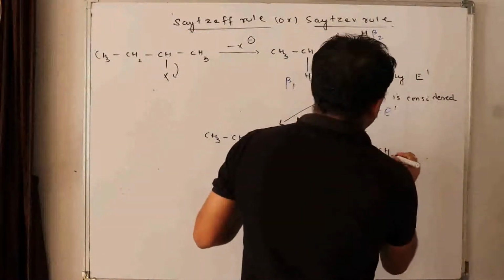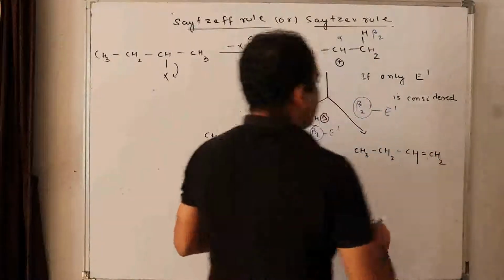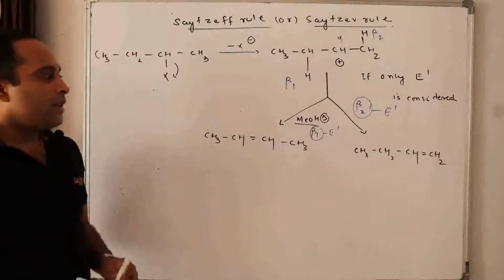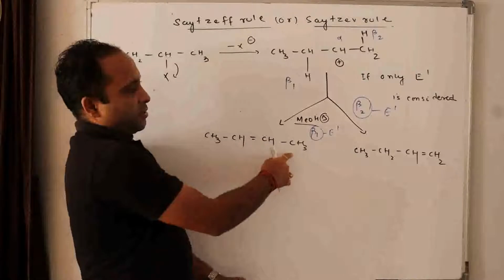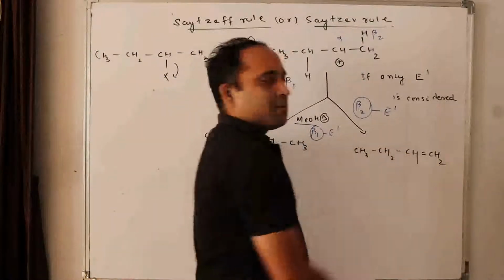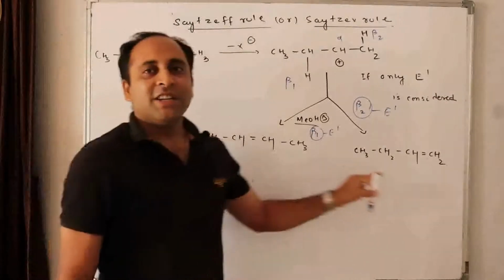CH3, CH2, CH, double bond, CH2. Clear? Easy. Now tell me, how many substitutions are here? Here there are two substitutions. How many substitutions here? Only one substitution. Which is more crowded? This one. Which is less crowded? This one.